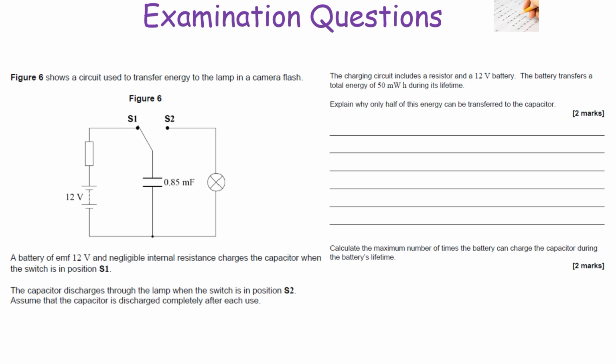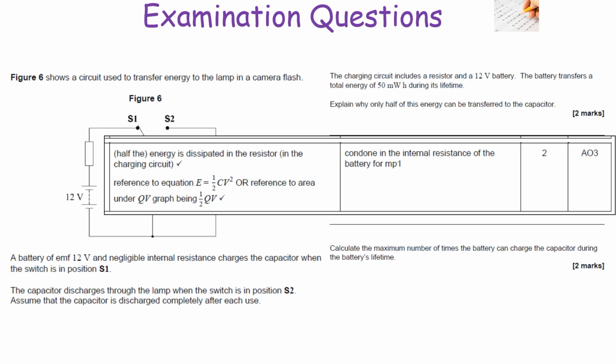Right, so the idea is that the energy is dissipated in the resistor in the charging circuit. So you can say E is equal to a half CV squared, and if you work out the energy that goes into the circuit and how much is dissipated in the resistor, you'll see that half of the energy is dissipated in the resistor as it's charging up. Now the next one is calculate the number of times the battery can charge the capacitor during the battery's lifetime.